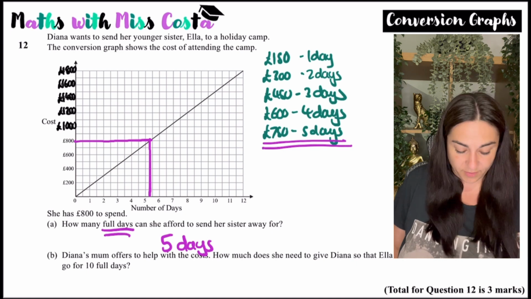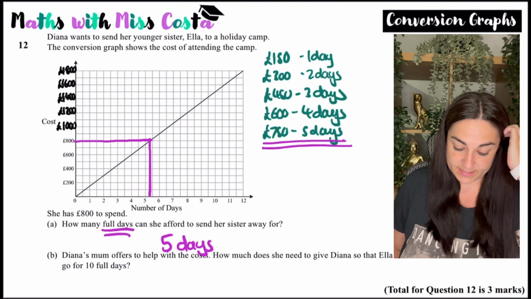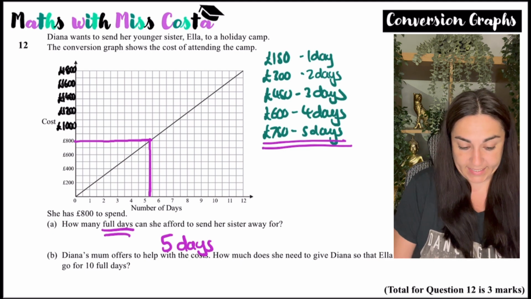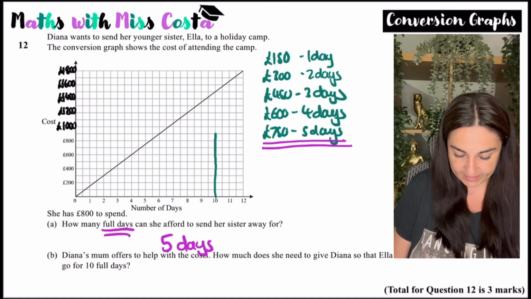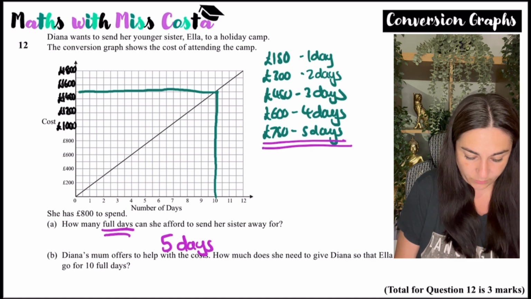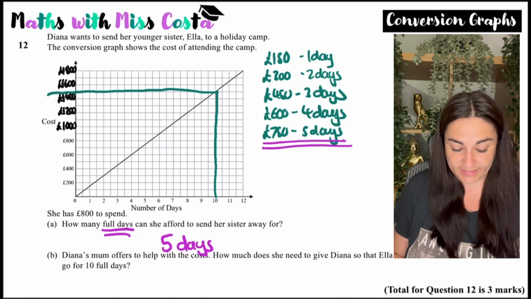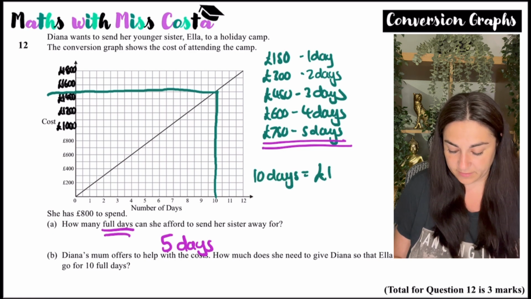The next part of the graph tells me that Deanna's mum offers to help with the costs. How much does she need to give Deanna so that Ella can go for 10 full days? So we've got 10 full days here. So let's see, 10 days is going to cost, if I go across, it's exactly halfway between 1,400 and 1,600. So 10 days is 1,500.